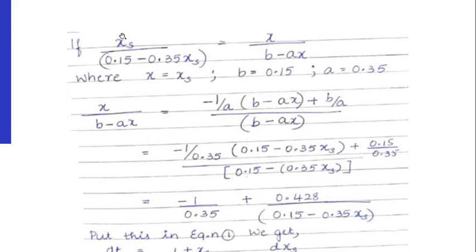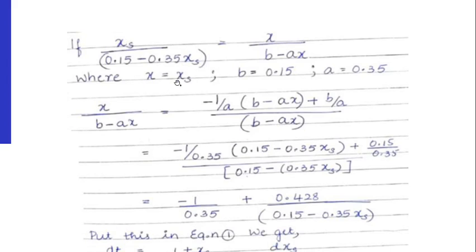Okay, the same term I have taken here, xs divided by 0.15 minus 0.35 xs. Let us make a modification of this, called separation of variables. After separation of variables, we will get this particular equation. How do we get this? Let's do it this way. Just for simplicity, I'll replace xs with x.